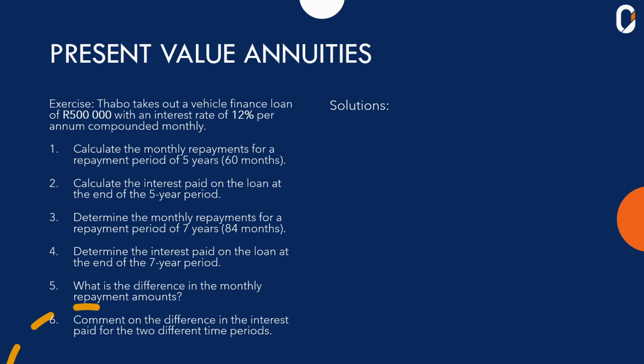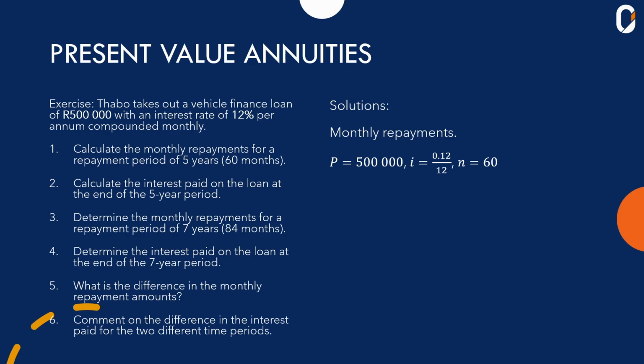Now, let's work it out. Question number 1. Monthly repayments after 5 years. We're going to say our P is equal to 500,000, I is equal to 0.12, all divided by 12 because it's compounded monthly and hence we divide by 12, and our N is 60 months.